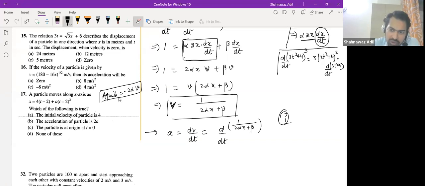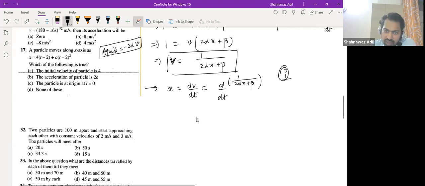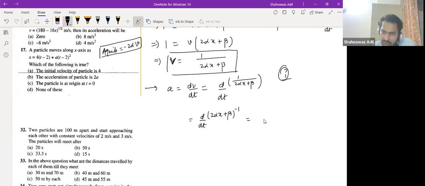Good, good. So let me write and you guys check whether it is correct or not. So this is d by dt of this one. So this is d by dt of 2 alpha x plus beta, power minus 1. Am I correct? So this is power minus 1, an algebraic function. So this would be minus 1 and 2 alpha x plus beta, and then power minus 1 minus 1. Correct? Is this correct?